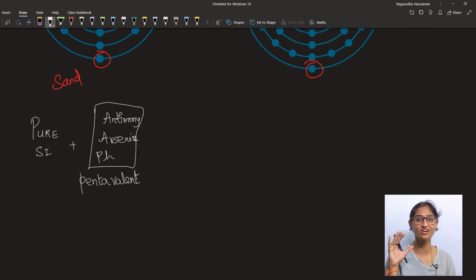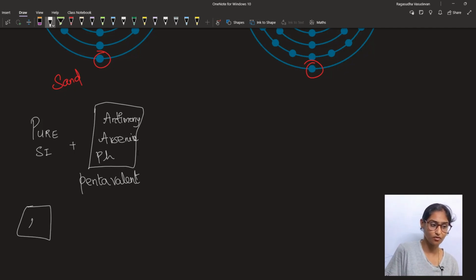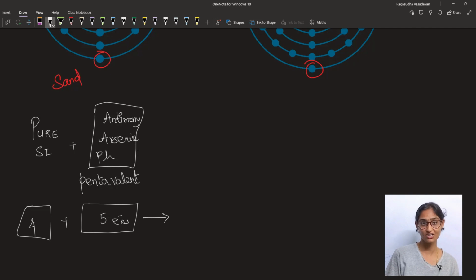They have 5 electrons in their outermost shell. Silicon has 4 electrons in its outermost shell, and these pentavalent impurities have 5 electrons in their outermost shell. As a result, they will have 9 electrons. Only 8 electrons can be held in the outermost shell, and 1 electron is called the free electron, which is used for conduction.